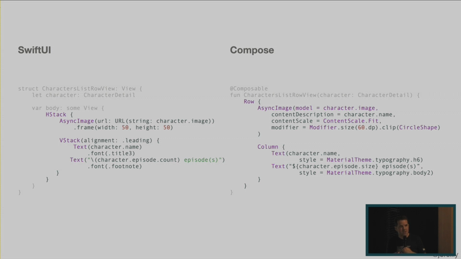Some differences, of course, like HStack, VStack in SwiftUI versus row, column in Compose. We have AsyncImage in both SwiftUI and Compose to display an image from a URL. There's text elements in both, with some differences then in how styles, etc. are applied. But again, the key thing here is how closely the concepts align and how easy it's becoming for a developer to sort of translate the UI from one platform to the other.